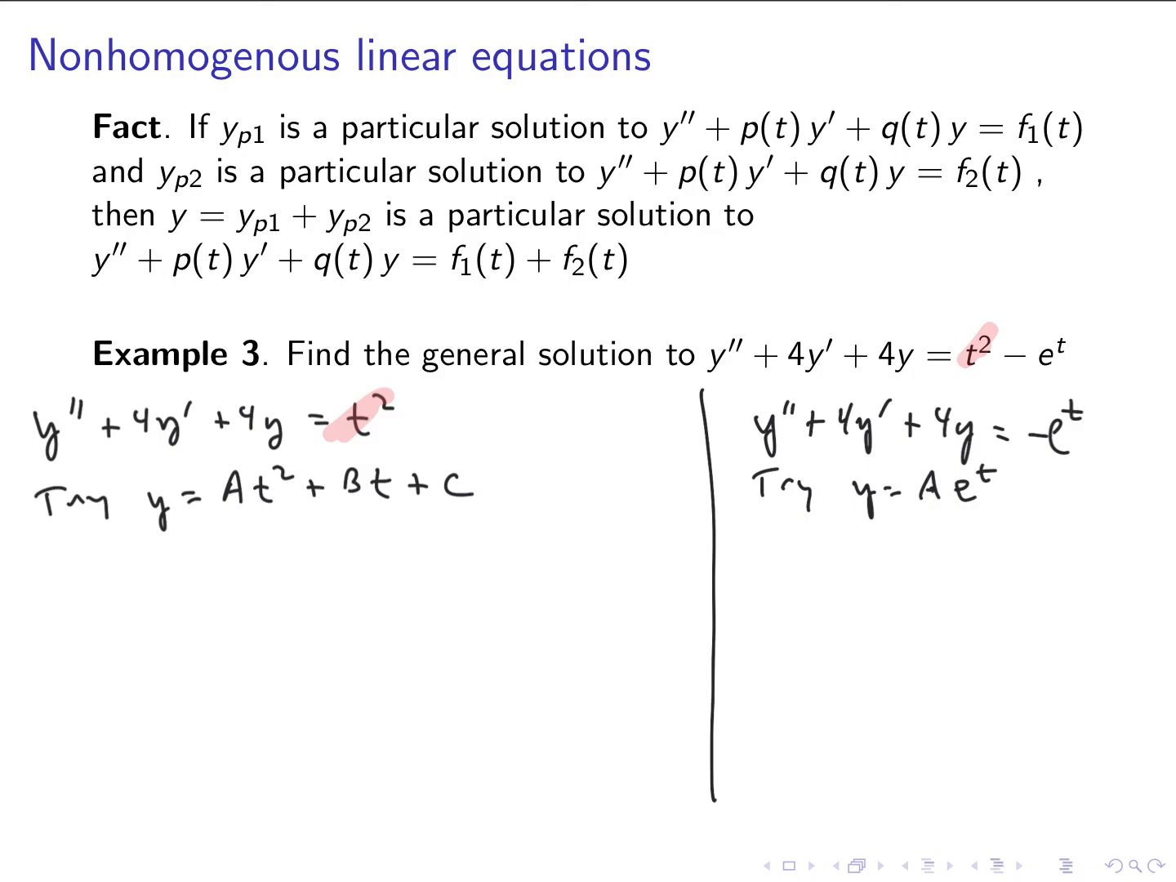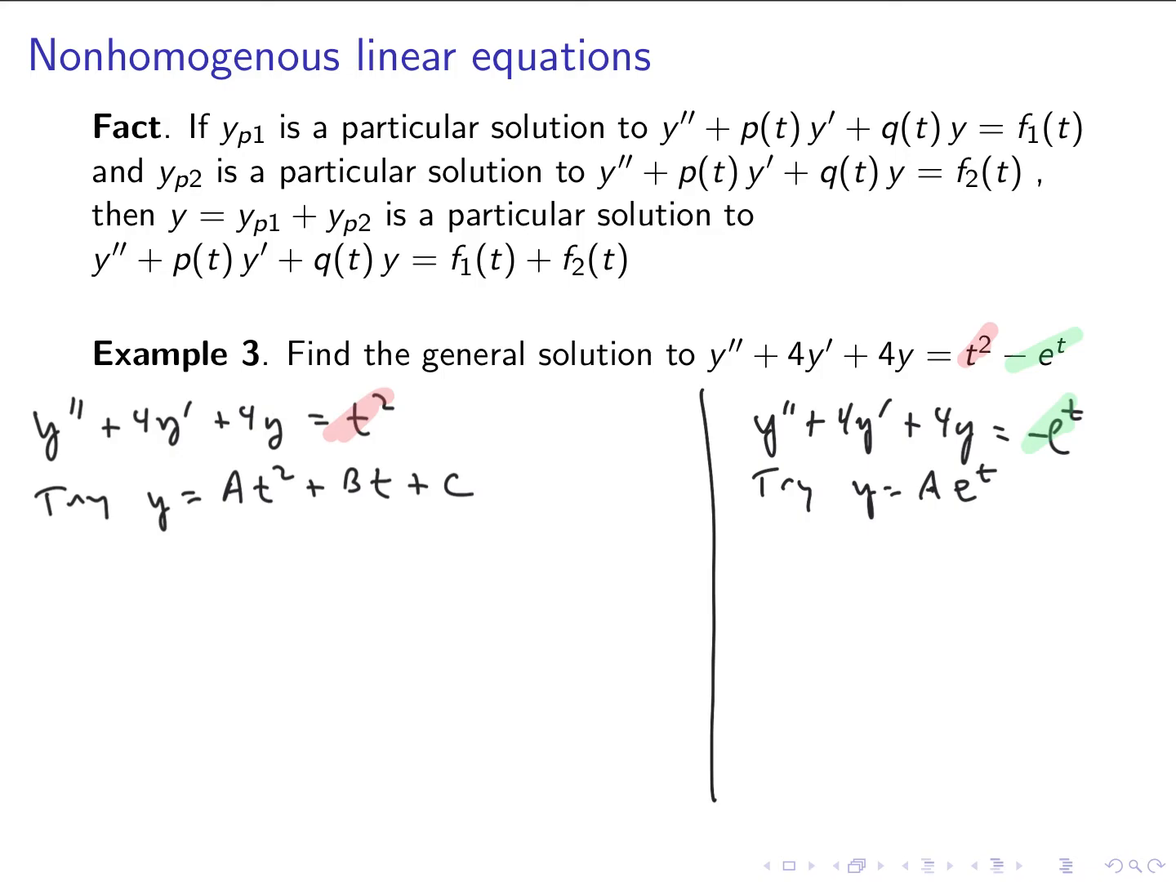One with the t squared, because we know that a second-degree polynomial ought to do that, and then a separate problem for the thing that has a minus e to the t, because to get just an e to the t on the right-hand side, a particular solution that just starts off with an e to the t should do that.